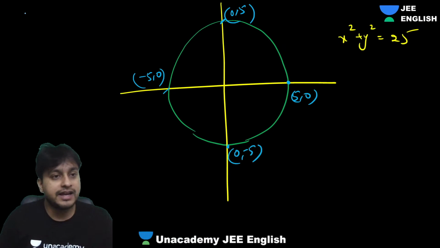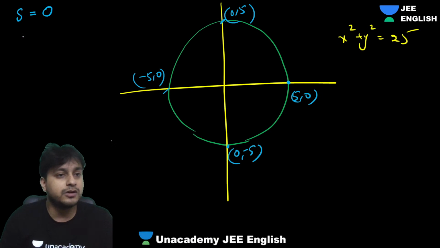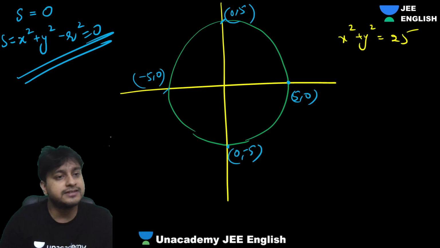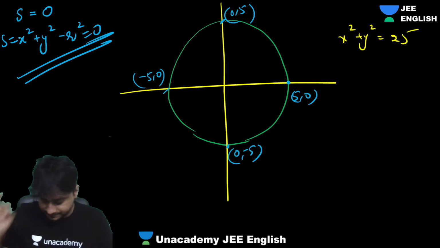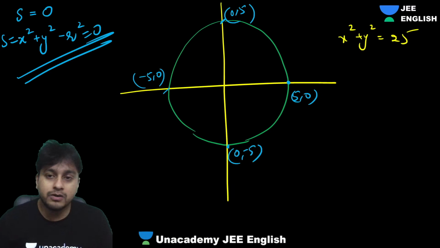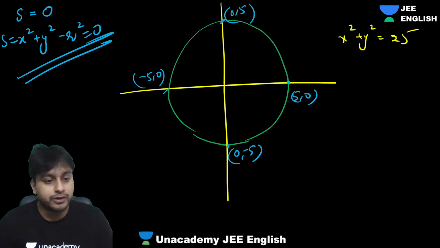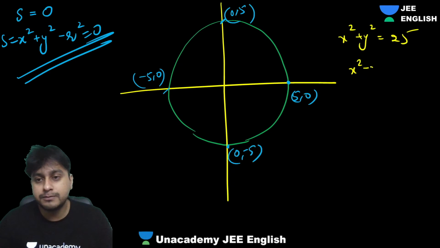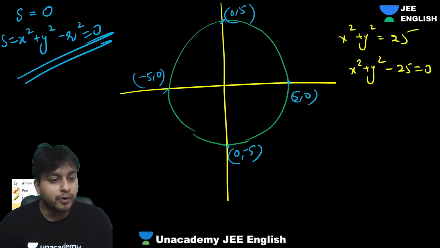Okay, so guys, generally we write the equation of a circle as S equals 0. How do we write it out? This S equals 0 means x square plus y square minus r square equals 0. So this in general is called S equals 0. This is the circle's equation. Now, let's write it in that form. So if you write this one, x square plus y square minus 25 equals 0. Okay, so guys, let's put a point on this circle.